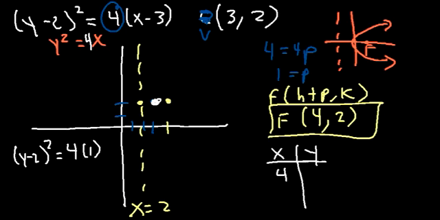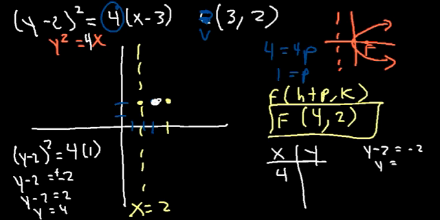So we get that. And if we square root both sides, y minus 2 is equal to, well, we get plus or minus 2. So y minus 2 is equal to 2, and y minus 2 is equal to negative 2. So y is equal to 4. And here, if we add 2, y is equal to 0. So that means when x is 4, y can be 0, and it can be 4. So 4, 0 is basically over here, and 4, 4 is over there.